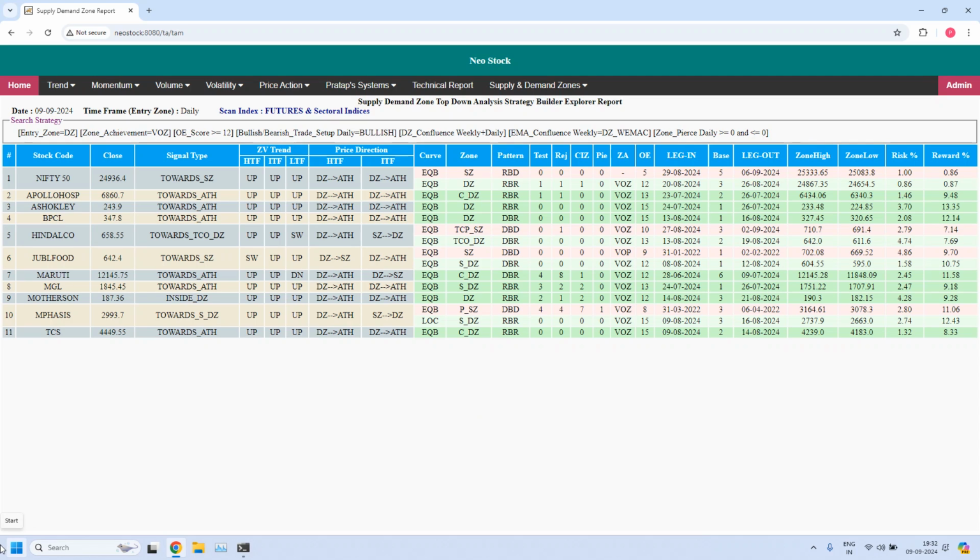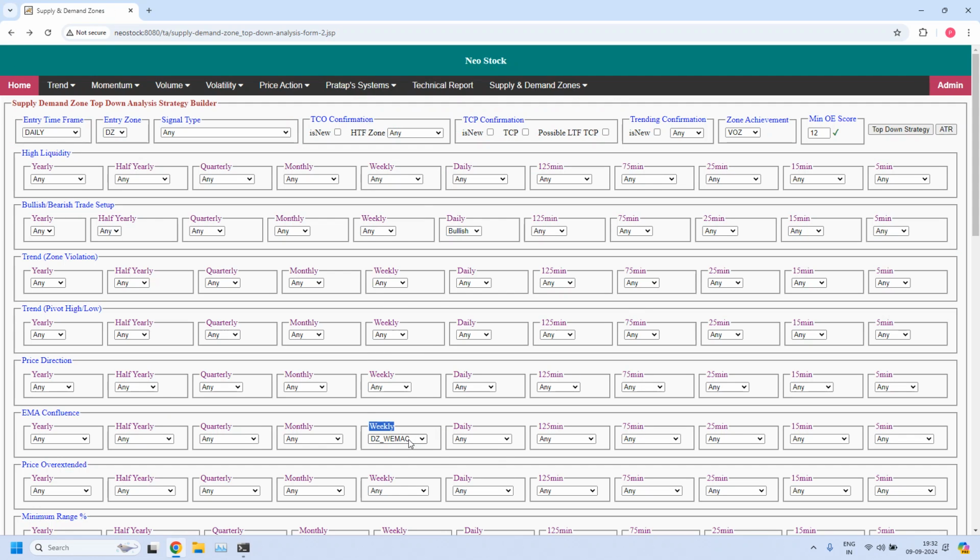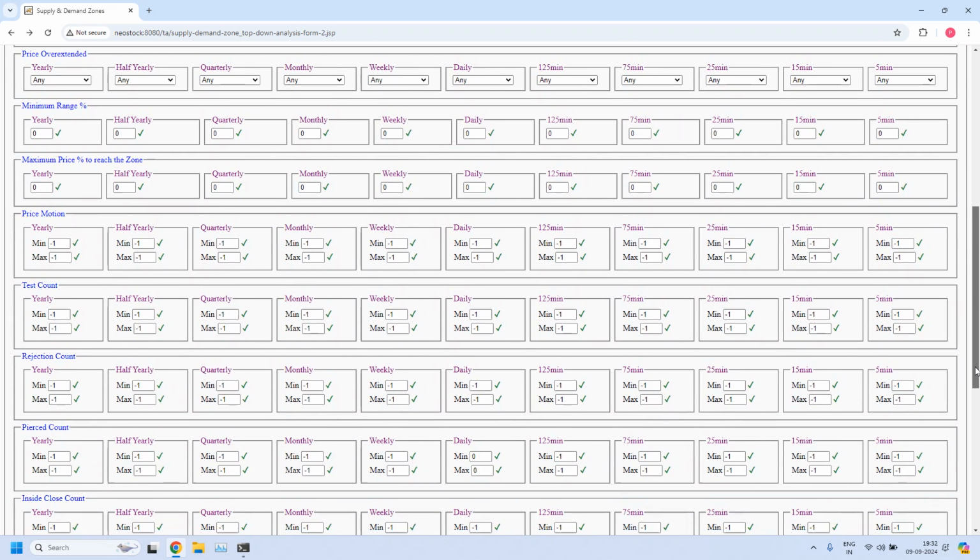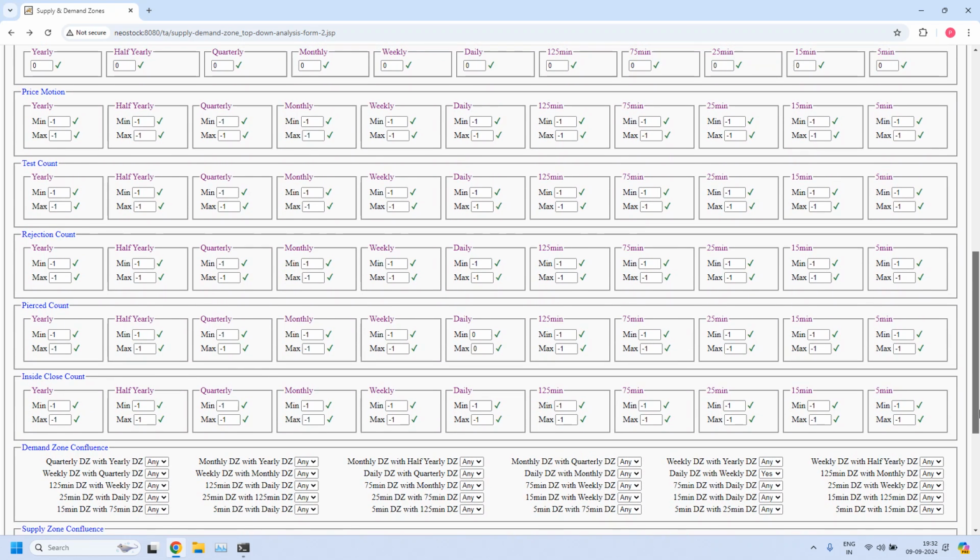Okay, the next combination is daily, weekly and monthly zone confluence. That is LTF, ITF, HTF zone confluence. For that I have to remove this weekly EMA filter. I am removing the EMA filters. Now let's focus only on the LTF, ITF, HTF zone confluence.